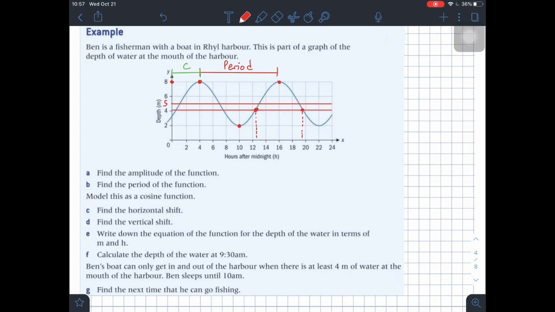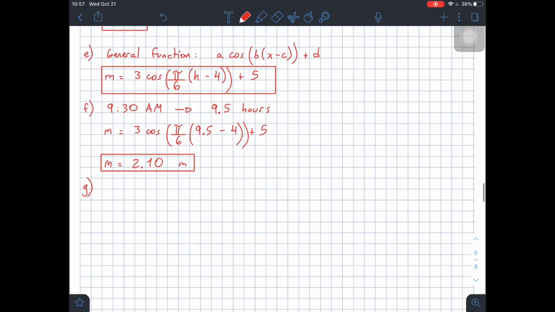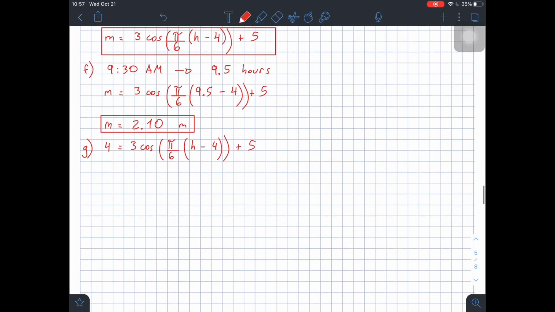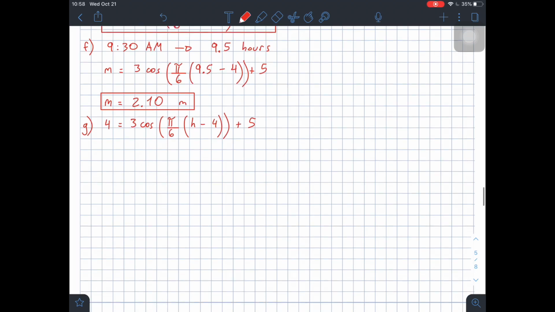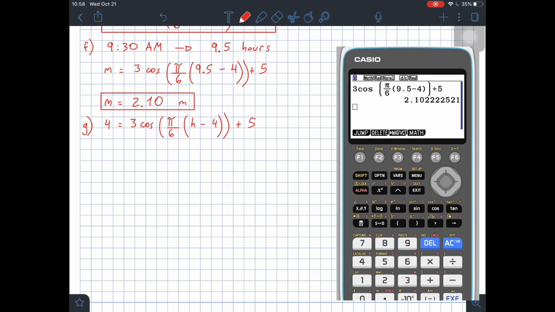So basically, to find this point of intersection over here, we need to set the equation to 4, right? So we're going to write this down here first. We're going to say that the depth of the water should be 4. This is equal to 3 times cosine of pi over 6 times h, we don't know that exact time, minus 4 plus 5. So how can we solve this? If we're able to use our calculator, then we're going to use it in order to find this exact value, because trying to solve for h here would get kind of tough. You can, but you're going to waste too much time. If you're allowed to use a calculator, then that's much easier. So how do you do that?